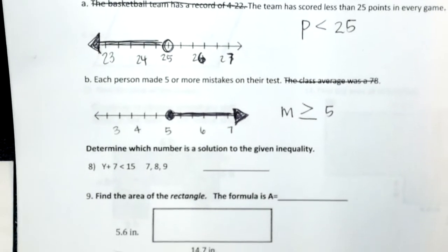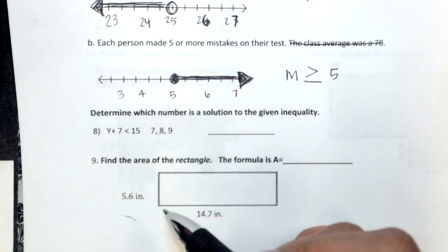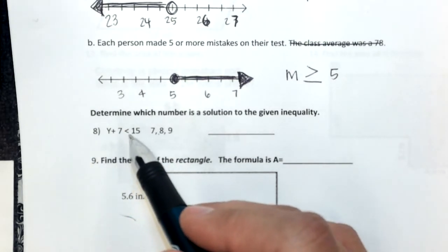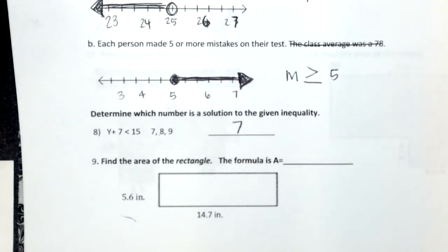Okay, determine which number is the solution to the given inequality. Will 7 work? Yes, because 7 plus 7 is 14. 14 is less than 15. Will 8 work? No. Okay, and we know 9 won't if 8 won't work.